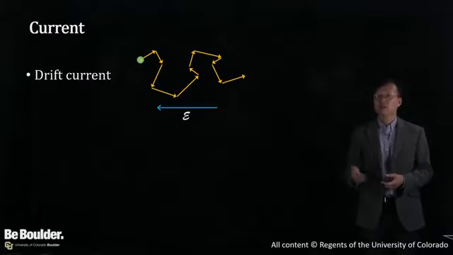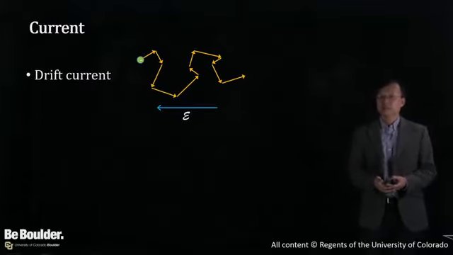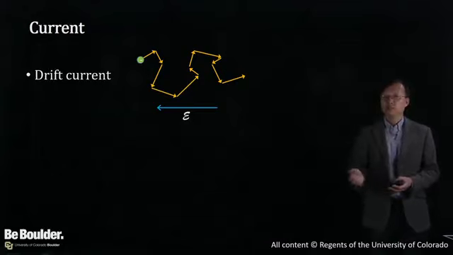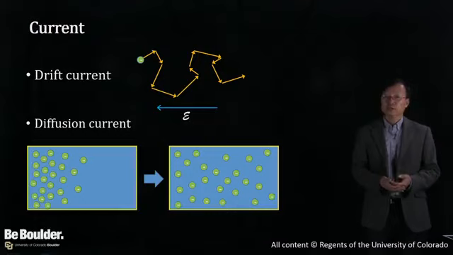There are 2 types of currents that are possible in semiconductor. First is a drift current, which is driven by an applied electric field, and then diffusion current, which is driven by the non-uniformity in carrier concentration.